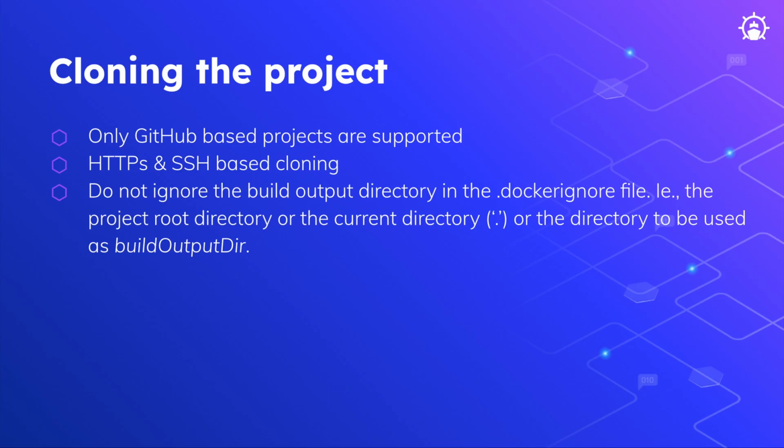Here are a few notes on cloning the project. Currently, gpctl supports only GitHub-based projects. The utility supports both HTTPS and SSH-based cloning. If you have a Docker ignore file in your project, make sure you do not ignore the build output directory. By default, the project root folder is assumed to be the build output directory. The output directory can be overridden using the build output dir argument.